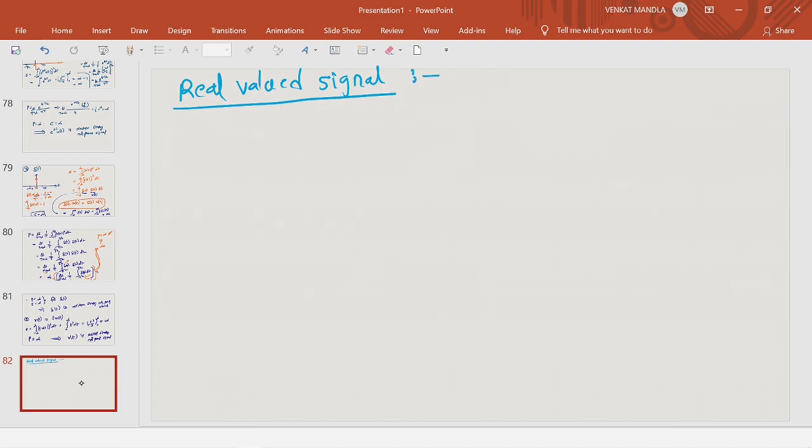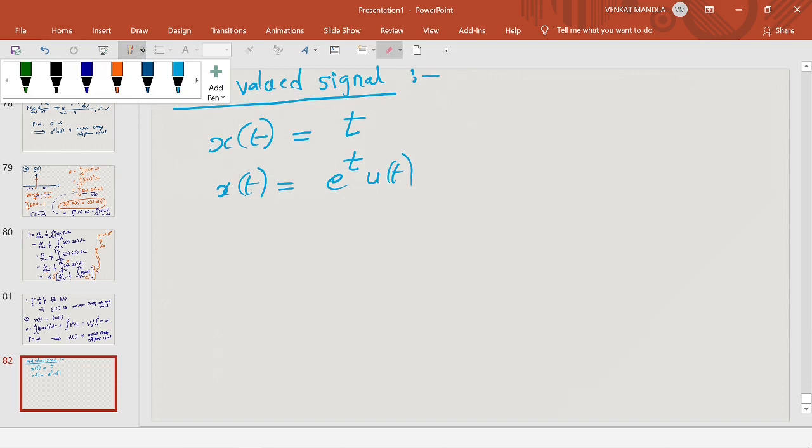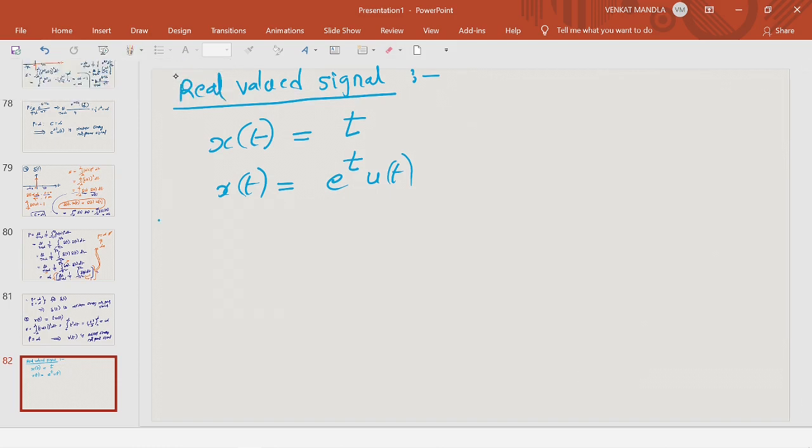For a real valued signal, there is no imaginary part. Suppose x of t equal to some t, or x of t equal to e power t into u of t. You don't have any j terms in between. Suppose some j into 2t, or some j into u of t, these are complex valued signals, they have an imaginary part. So the earlier ones are real valued signals, they don't have any imaginary part.